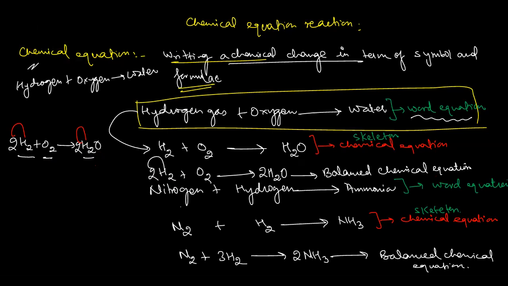Got it? So what we have learned here is that writing a chemical change in terms of symbols and formula is called a chemical equation. Now you need to understand here that this is N2. If I'm writing this one, this is nitrogen gas. When it reacts with hydrogen gas, it gives you ammonia. Here this nitrogen gas N2, when reacting with hydrogen gas, is forming NH3. This is the formula for ammonia. You see there are two nitrogen atoms here, and there are two hydrogen atoms here.